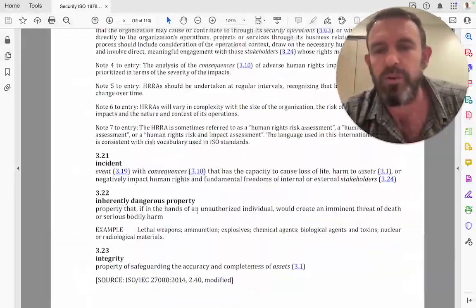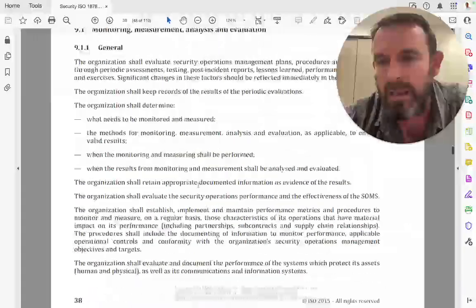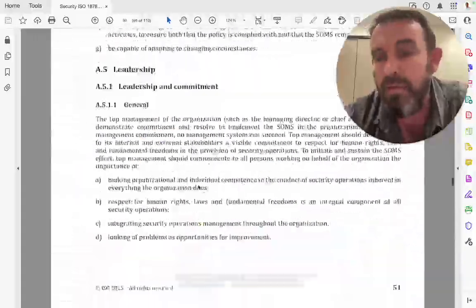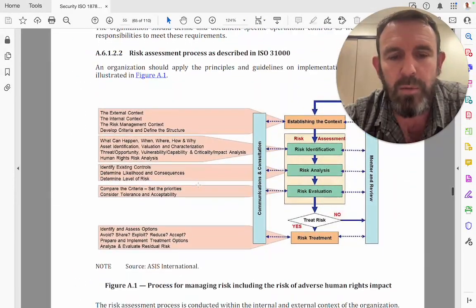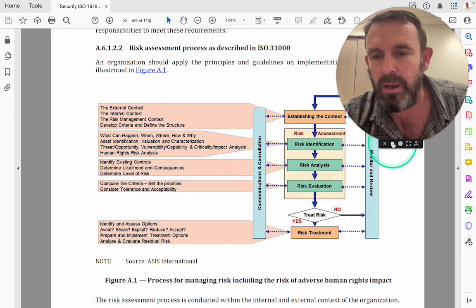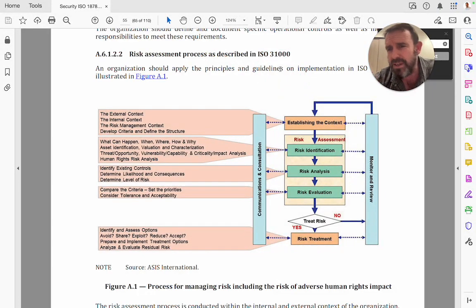Then I'm going to go right to the bottom of the document, and link this brief video to ISO 31000, the risk management standard. Let me make that smaller. The risk assessment process within this standard utilises ISO 31000, as does ISO 28000, which again is a security management system standard, as does 9001. They do mention the risk management process and framework as per ISO 31000.